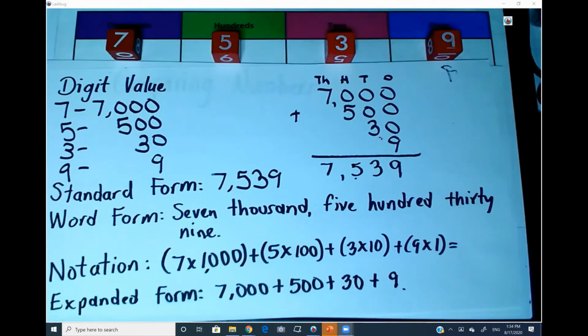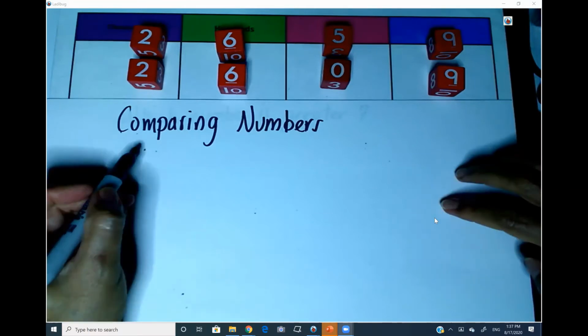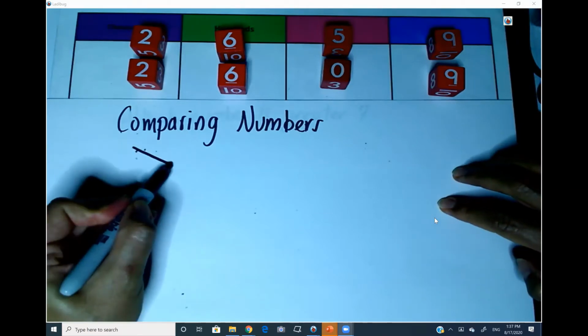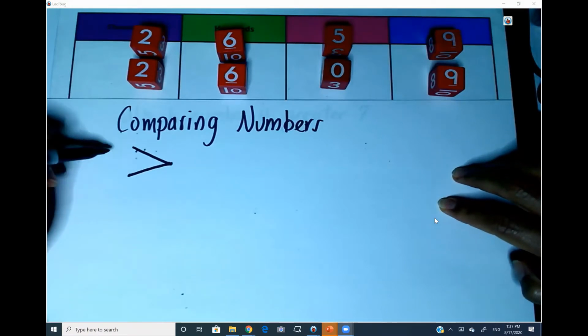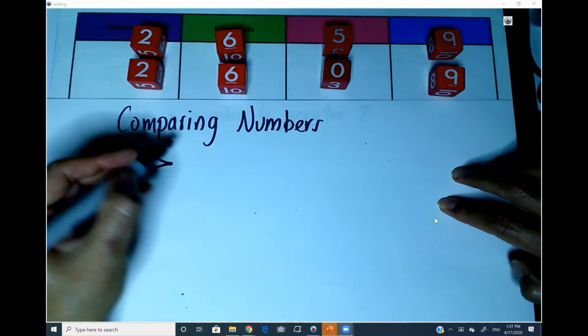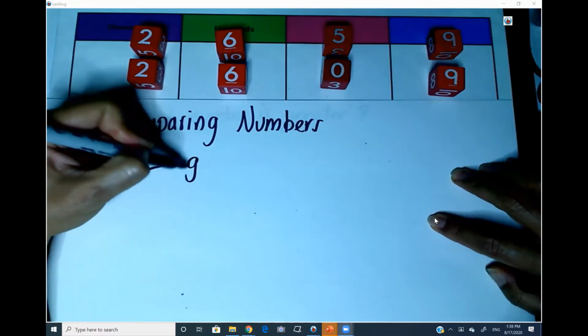Now let's go for the second part. The next part we're going to remember is comparing numbers. Now remember, to compare numbers, we're using symbols. The first symbol is this one. And remember, the open part is always pointing to the greatest number, and the little part is always pointing to the small number. This symbol is called greater than.